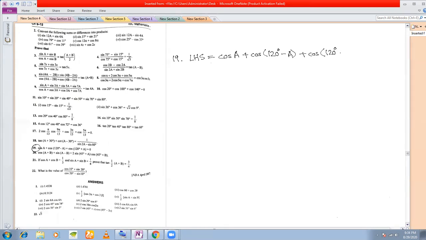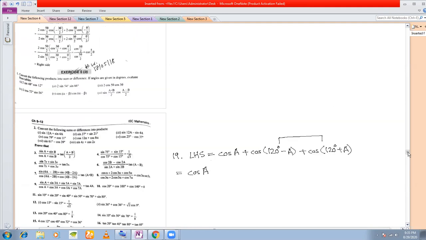You have to prove that this is equal to 0. So we start from the left hand side. What we are going to do here is cos A will remain as it is, and this sum we are going to change to a product. Now, if you remember, you were not there, let me just write the formula once again. Sine C plus sine D formula was 2 sine C plus D by 2 cos C minus D by 2.